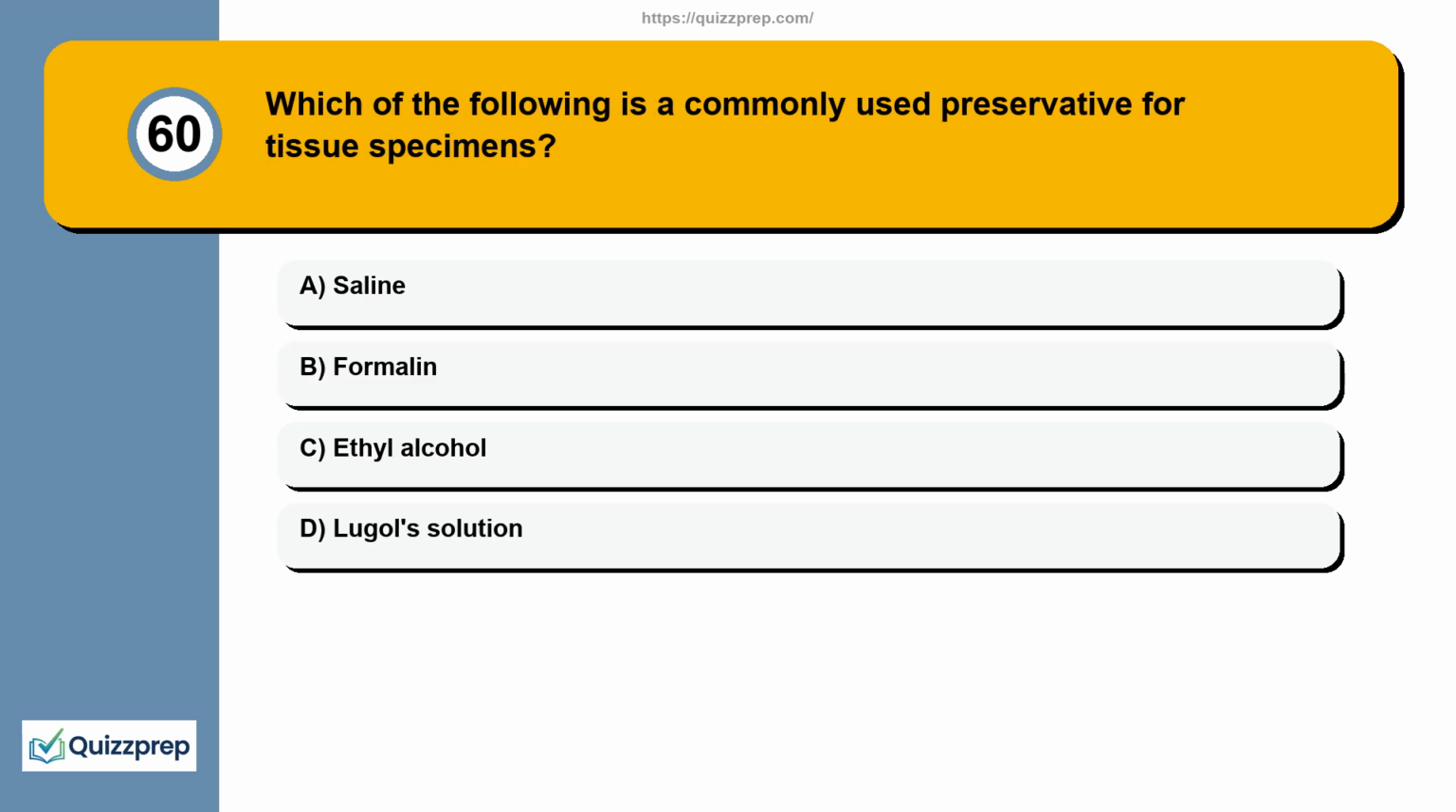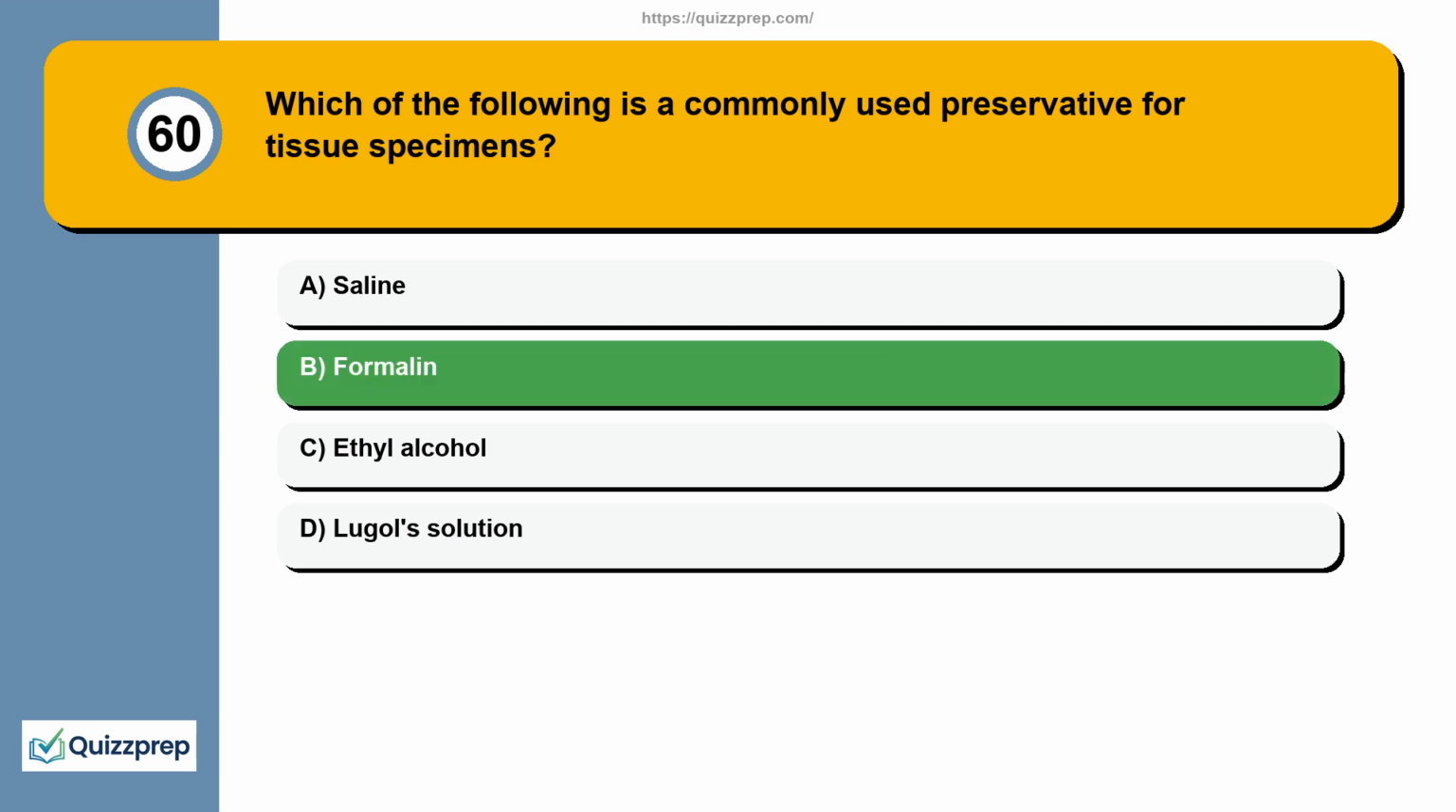Question 60. Which of the following is a commonly used preservative for tissue specimens? Option A, saline. Option B, formalin. Option C, ethyl alcohol. Option D, Lugol's solution. The correct answer is option B, formalin.